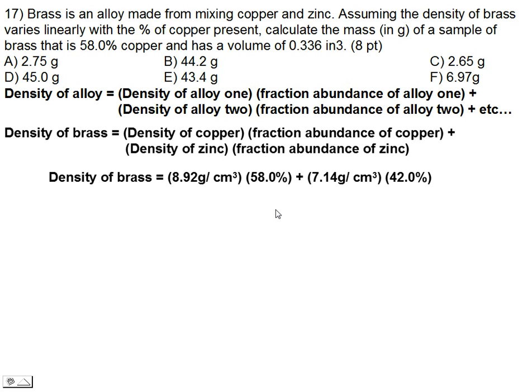Well, it's a percentage, it's not really a fraction. But hold on to that thought, we'll definitely get to that. And we know that the density of zinc is 7.14 grams per centimeters cubed, and the fraction abundance of zinc is 42.0%. Now we have to label our significant figures because we are such great students and we want to be precise. Each term in this equation has 3 significant figures.